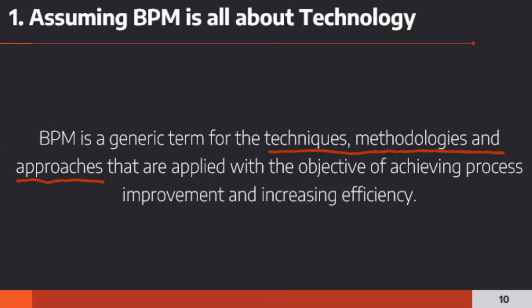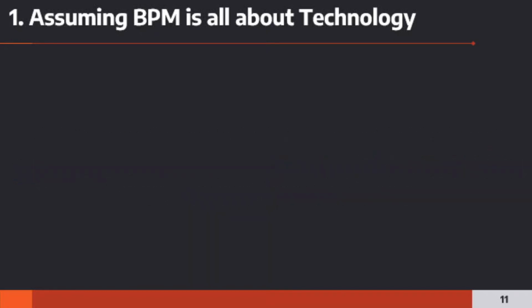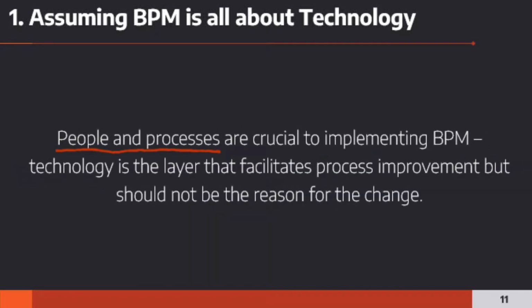Okay, so in this definition alone, we are looking at BPM as not all about technology, but rather its techniques, its methodologies, its approaches. Though it is backed by an entire industry of software, also with a very impressive array of products, BPM goes beyond the use of technology to automate your processes. People and processes are crucial to implementing BPM technology, which is the layer that facilitates the process improvement, but should not be the reason for change.